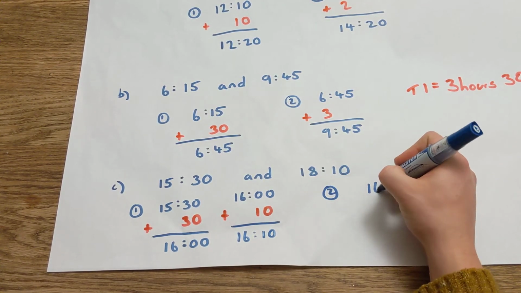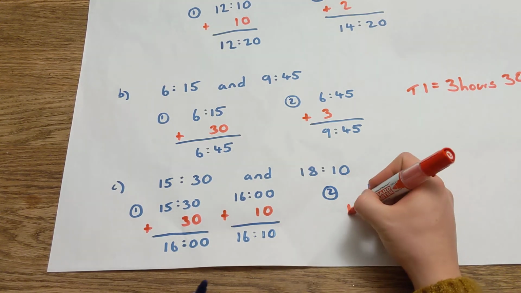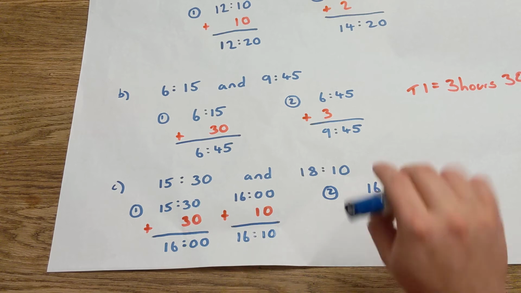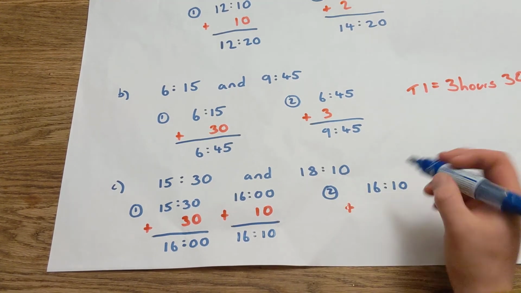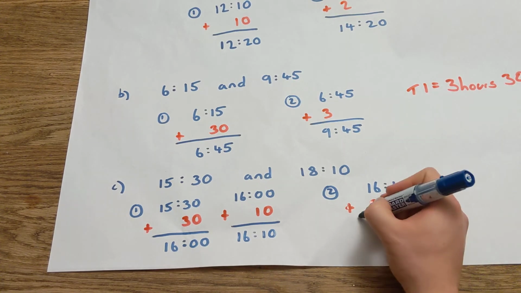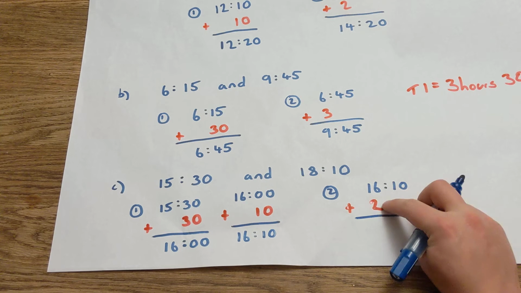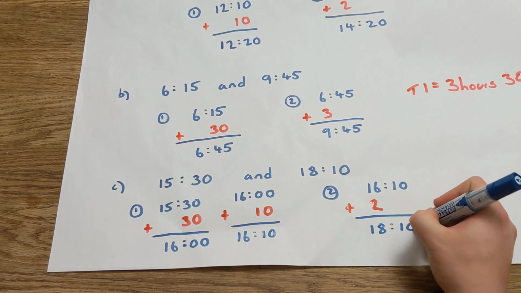So if I'm at 16:10 or 4:10 in the afternoon, how many hours do I need to add to get it up to 18? Okay, to get it up to 6 o'clock. Well, I have to add 2 hours, don't I? Okay, so 16:10 plus 2 hours takes me to 18:10.